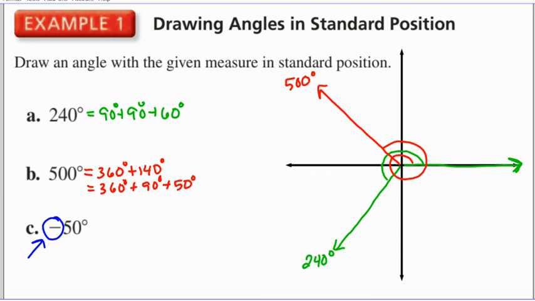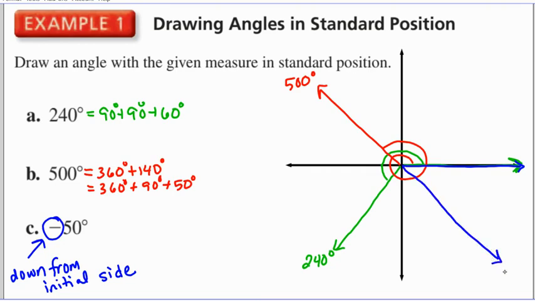Okay, now this next one, you'll notice, has a negative sign on this. So this negative sign means that instead of going up from our initial side, we're going to go down from our initial side, right? In other words, we're actually going clockwise this time. So negative 50 degrees, here's my initial side, positive x-axis, just like all the others. And then 50 degrees is a little bit more than 45, right? So that's going to be a negative 50-degree angle. And I'm going to actually draw the fact that I went down.